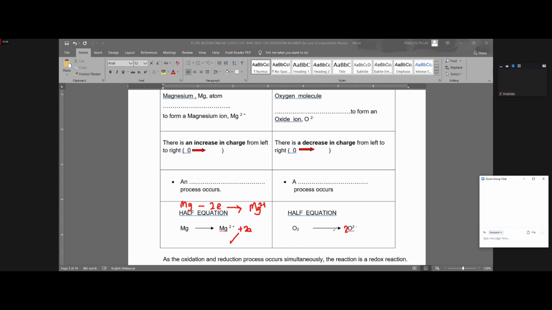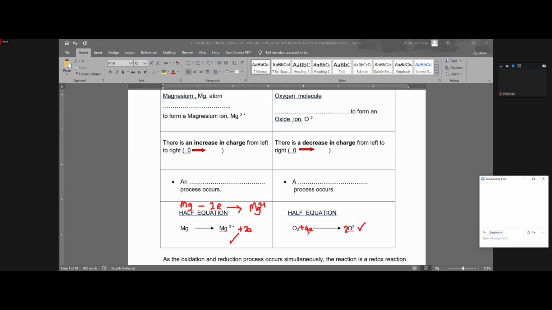You're going to the left. Left is reduction. Reduction is gain, so you must put plus. Plus how many e? There's 4e here. Can you see -4, so you must put 4e there. So the half equation is O2 plus 4e arrow 2O2 minus. No need to write the states, whether gas or not. So you see this one you lose electrons, this one you gain electrons.